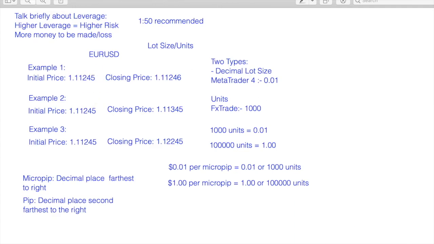Within an hour, this can jump up to 1.112 or 1.11345, like we saw over here. This went up by 100 micropips. That can happen in 5 seconds. That can happen in 10 seconds. That can happen in an hour.